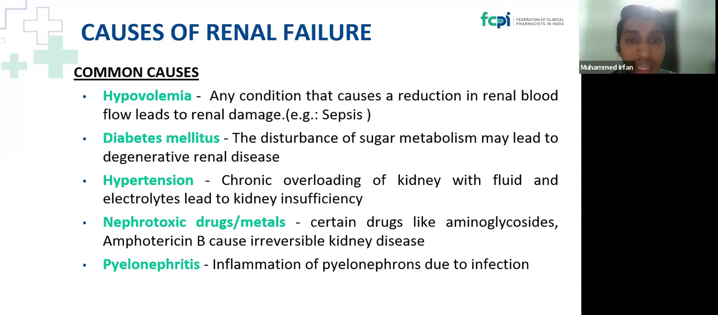Then the second one is diabetes mellitus, that is the disturbance in sugar metabolism, which may lead to degenerative renal diseases. The next one is hypertension, that is chronic overloading of the kidney with fluid and its accumulation. Then the electrolytes lead to kidney insufficiency. Then the next one is nephrotoxic drugs or metals, which I am going to tell in detail in the next slide.